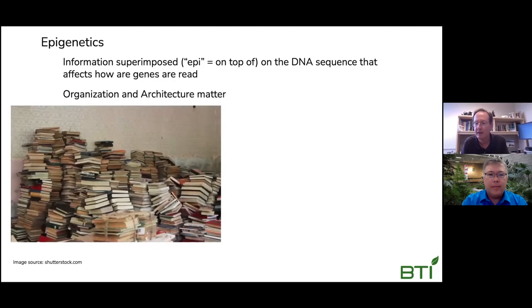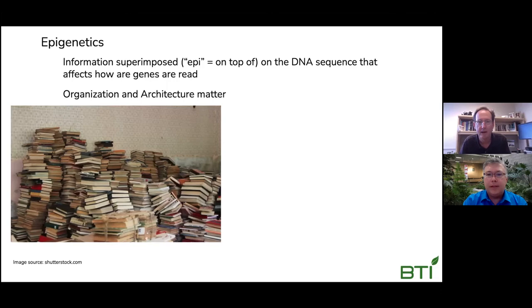Now, this is an analogy. If you think about DNA or genetic information as a collection of books, if it's put into a three-dimensional space that's kind of an unadorned room and just thrown in there haphazardly, that information is there. You just can't access it very well. So what you can't find, you can't use.